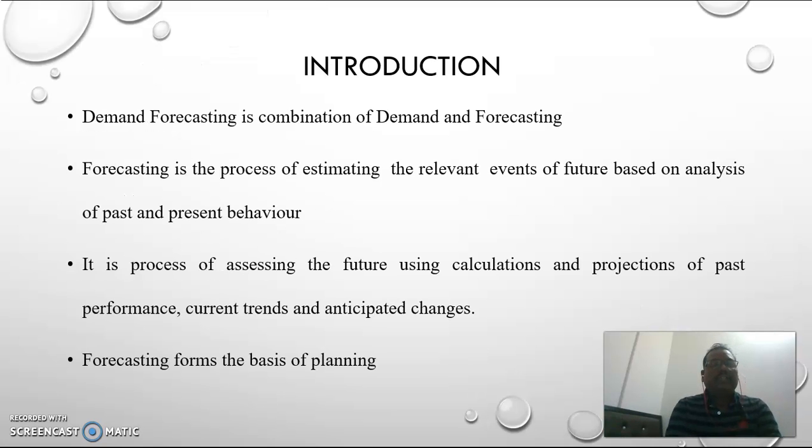Now let's start with the introduction. Demand forecasting is the combination of two words, demand and forecasting. Demand is the requirement of products and services. Products can be anything like TV sets, mobile handsets, refrigerators, air conditioners. And the services available are bank services, hotels, restaurants, healthcare centers, telecommunication services.